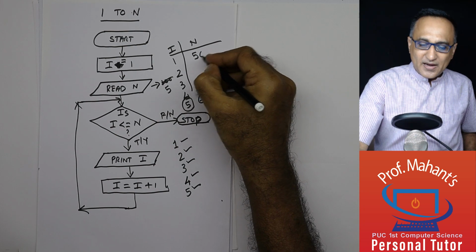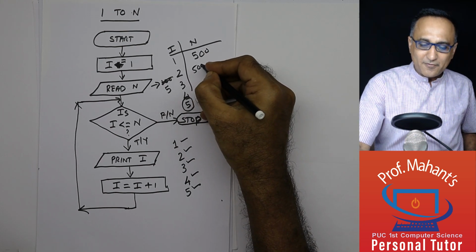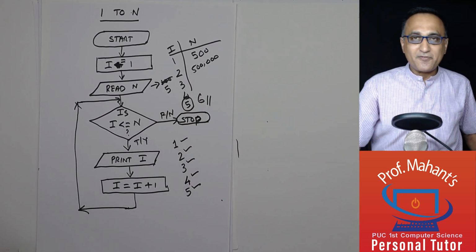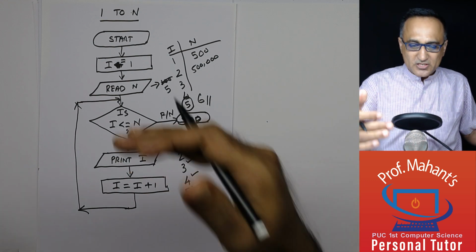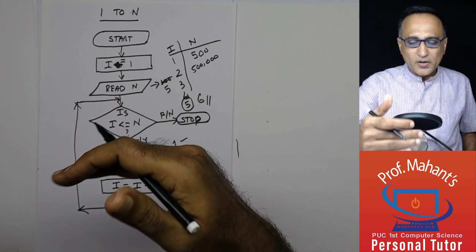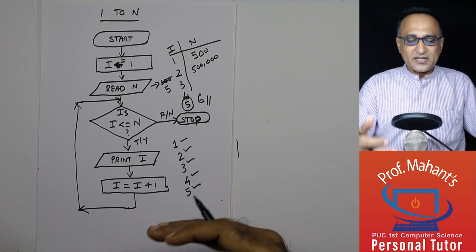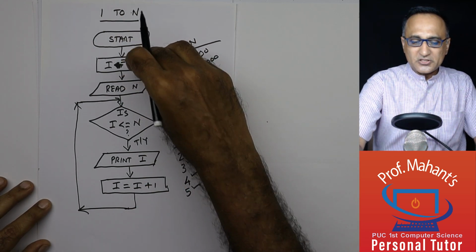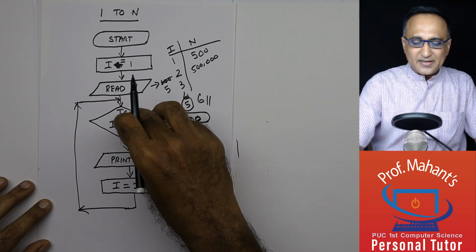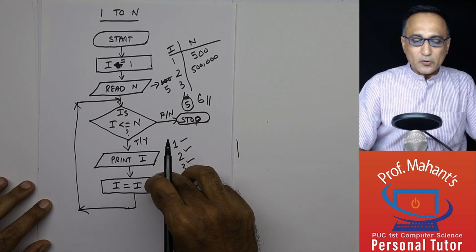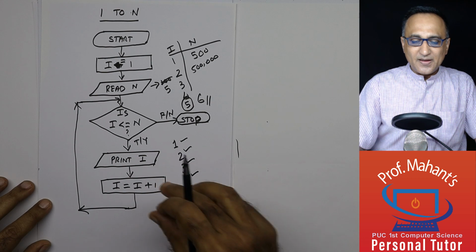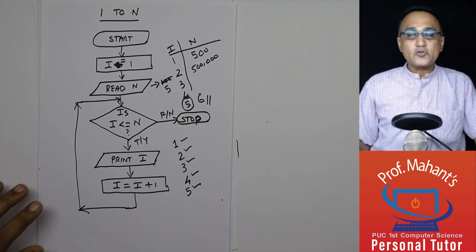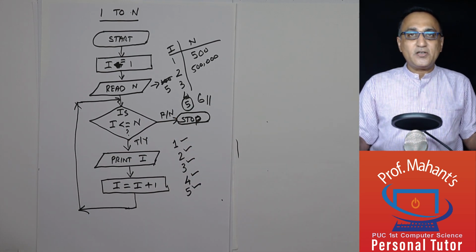N can be 5, it can be 500, it can be 5 lakhs, or it can be 5 million, or any number. So this is how you go about printing numbers from 1 to n. Be sure you understand the logic. This is the start symbol, the normal rectangle box, reading, printing, decision box, normal processing box because I am doing a calculation, and I am finally doing a stop. So be sure you understand this kind of logic.